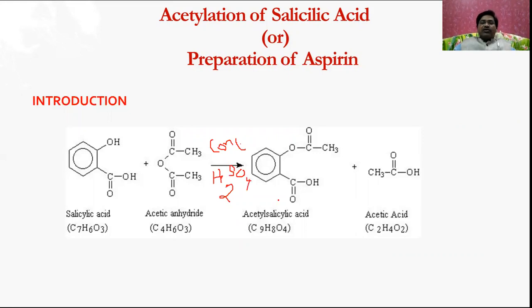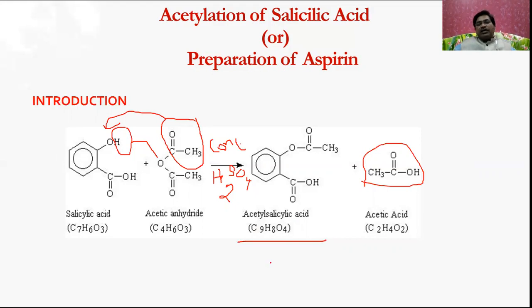In the presence of this concentrated sulfuric acid, the OH group here is acetylated, so that you get this compound, and the other part combines with the hydrogen so that you get acetic acid. In this way, acetylation of salicylic acid gives acetyl salicylic acid, which is commonly called aspirin.